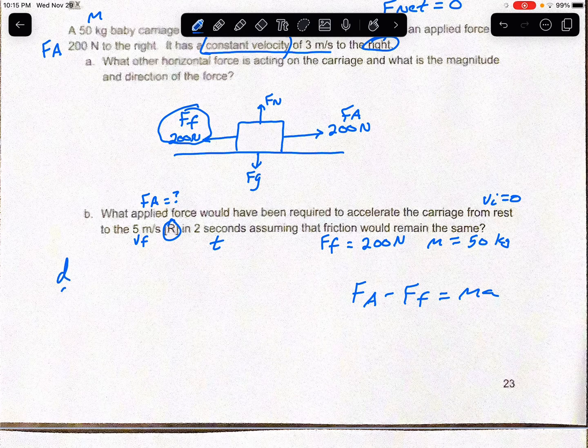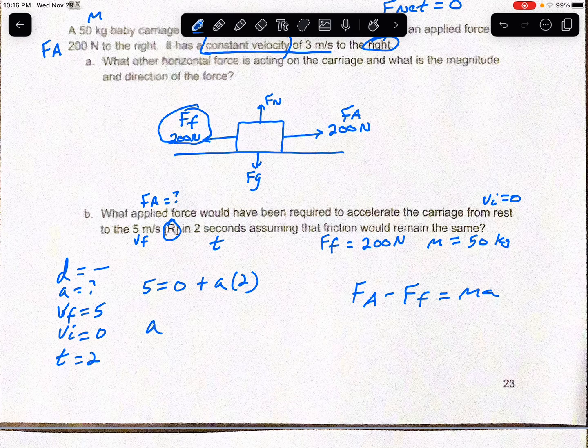So what we're going to do is use a Daffy T to find that A, and then we can bring it over to help out. So A is your question mark. VF would be 5, VI would be 0, and T would be 2. So that means distance doesn't matter again. So we're going to use equation number 1. So VF equals VI plus AT. So 5 equals 0 plus A times 2. So 5 divided by 2, and I get an acceleration of 2.5 meters per second squared, and that is to the right. Okay, so that's not our answer. That is just our A that we're going to take over to our next equation and fill in.